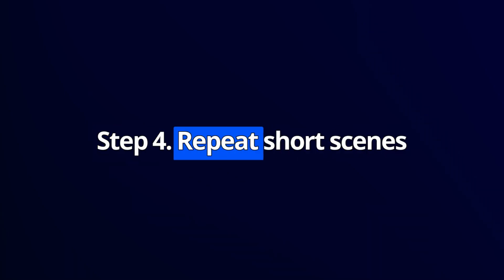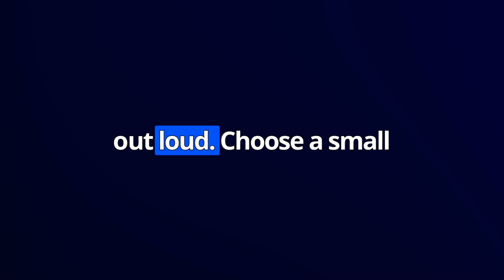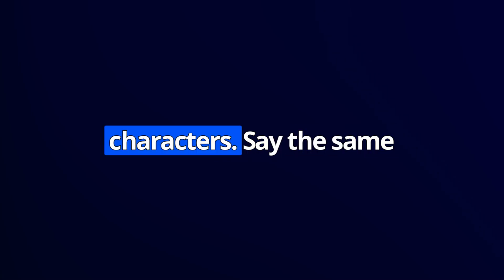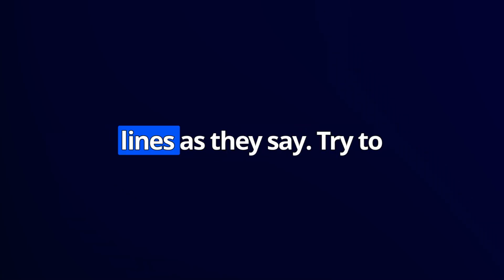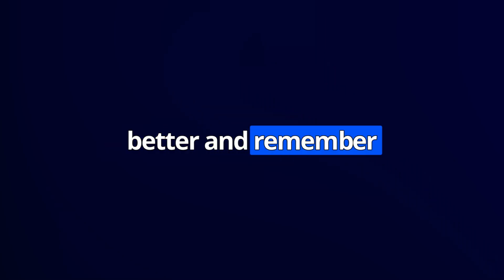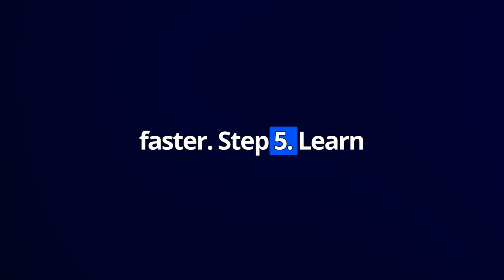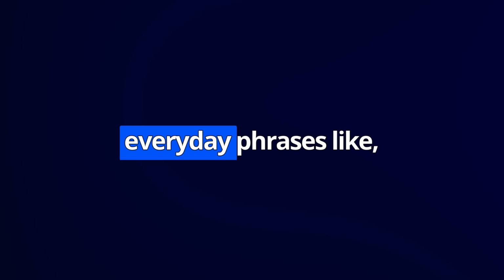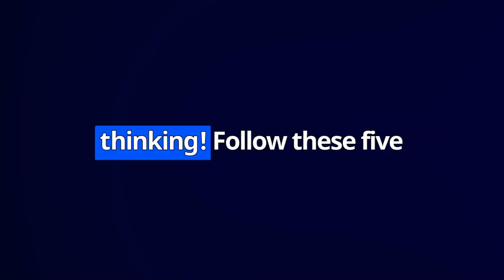Step 4. Repeat short scenes out loud. Choose a small scene and speak with the characters. Say the same lines as they say. Try to copy their voice, tone, and speed. This helps you speak better and remember faster. Step 5. Learn common phrases and sounds. Movies often use short everyday phrases like, "What's up?" "Let's go." "I'm in." Learn these phrases. You will hear them again and again. Soon you will understand them without thinking.